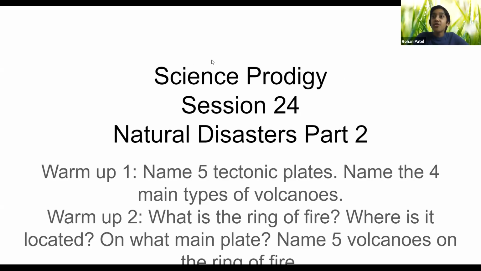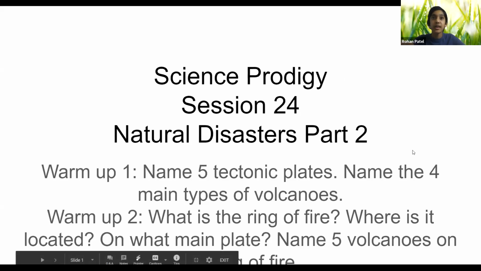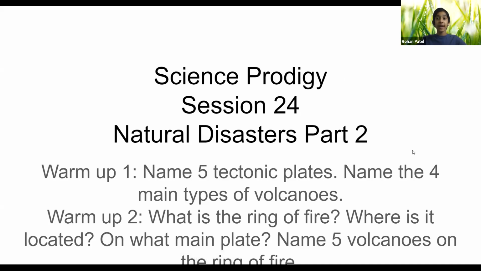Good job, Kamlesh. Let's go a little bit more in detail on what the ring of fire is. The ring of fire is where over 75% of Earth's volcanoes are located. It is located in the Pacific Ocean, just as you said, on the Pacific plate. And you named 5 volcanoes. What you said was perfect: Lassen, Mount St. Helens, Mount Rainier, Mount Fuji, and Nevado del Ruiz.